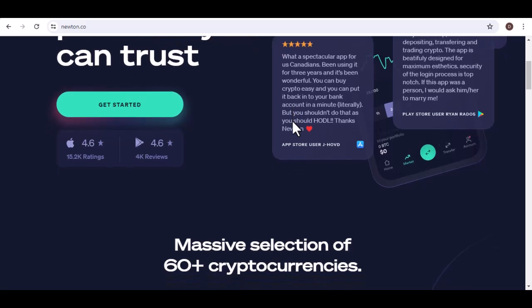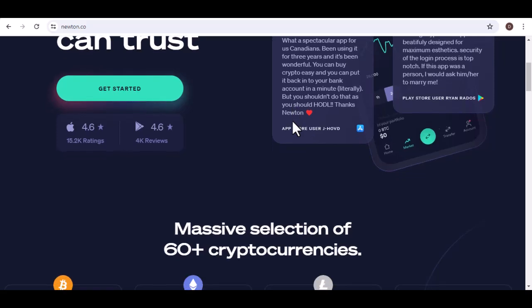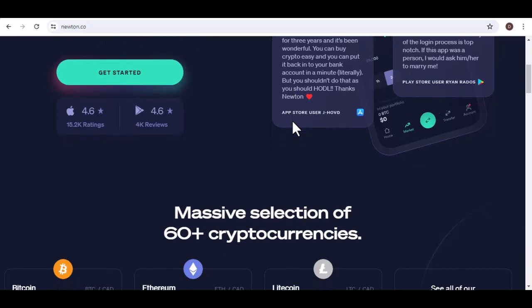The basics of Newton crypto withdrawal fees. Flat fees. Newton typically charges a flat fee for each withdrawal, regardless of the amount you're withdrawing. This fee is usually a fixed amount, such as a few dollars or a fraction of a cryptocurrency unit. Variable fees. In some cases, Newton may implement variable withdrawal fees, which can fluctuate based on factors like market conditions, network congestion, or the specific cryptocurrency being withdrawn.